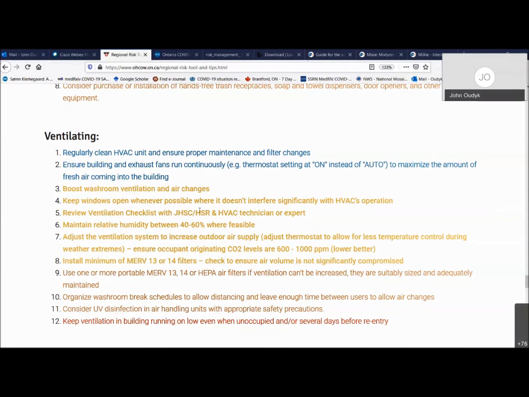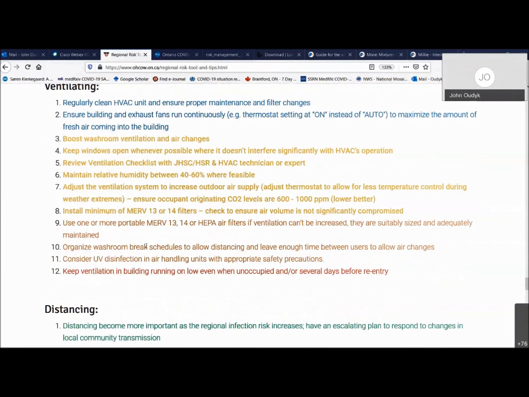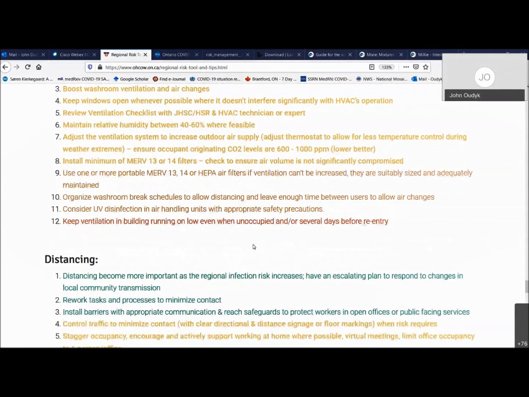Keep windows open wherever possible if it doesn't interfere with the HVAC. Review the ventilation checklist. Maintain a relative humidity as high as you can in the winter where feasible, etc., etc. And then when things get really active as far as COVID in your community, then there's things like improved filters, organizing, distancing, etc., and consider UV disinfection, that type of thing.